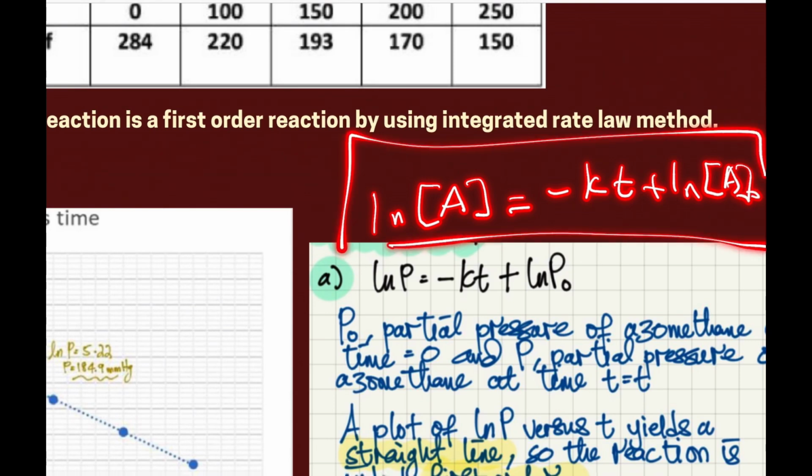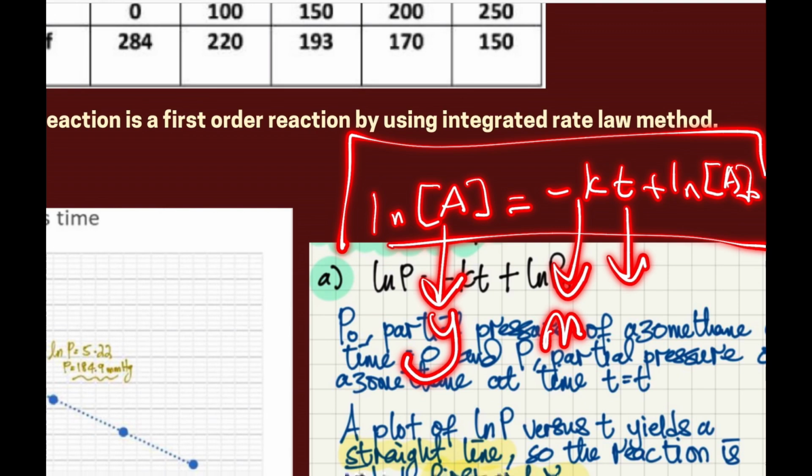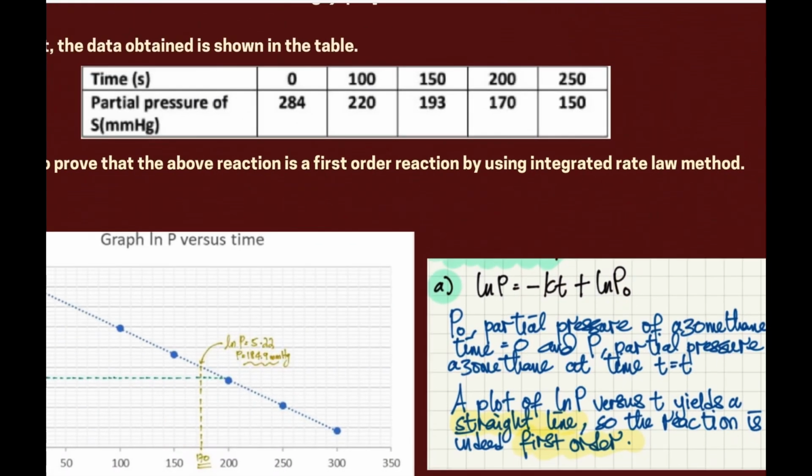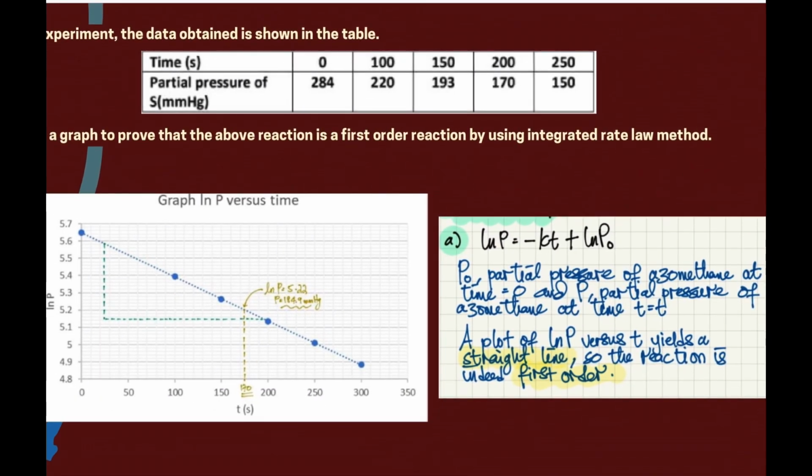That's the formula. And this one is going to be your Y, this one is going to be your M, the T is going to be your X, and this one is going to be your C. Alright? Okay, jadi kena make sure kamu tahu mau plot apa versus apa. So it's going to be ln concentration versus time. Okay, so data yang kamu ada sekarang adalah pressure. Jadi pressure boleh menggantikan concentration by the way.